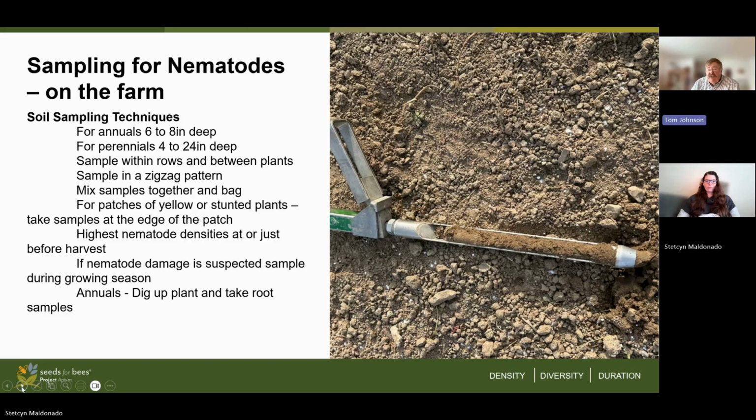Your highest nematode densities are going to be at or just before harvest in an annual crop, which is, like I said, basically going to be a pre-plant sample in an annual system. And their life cycle, basically, they like warm, wet soil, so they're going to grow all summer long in your perennial crop. So you're going to sample for nematodes probably just after harvest or just at harvest, somewhere in there, before the soil starts to cool off.